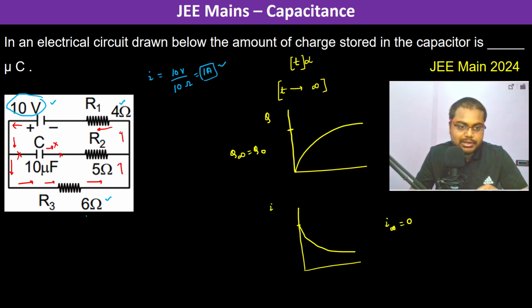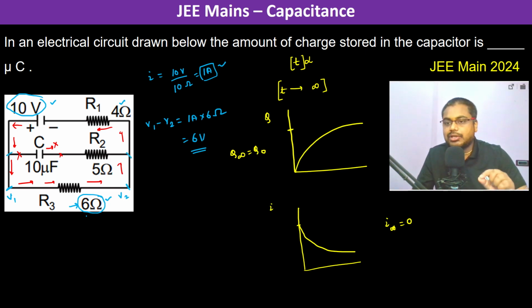Now here the resistance given is 6 ohms, so the potential difference across this 6 ohm resistor, okay, this is the potential difference. If we have V1 and V2, then V1 minus V2 is equal to 1 ampere into 6 ohm, therefore 6 volts. And that is the same, because these both are connected by wire, so this is the same potential difference between C and R2.